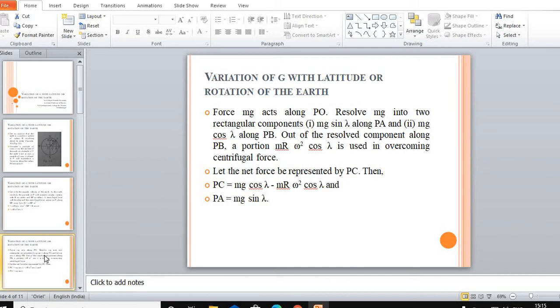Force mg acts along PO. Resolve mg into two rectangular components, mg sin lambda along PA and mg cos lambda along PB. Out of the resolved component along PB, a portion m r omega squared cos lambda is used in overcoming centrifugal force. Let the net force be represented by PC. Then PC is equal to mg cos lambda minus m r omega squared cos lambda, and PA is equal to mg sin lambda.